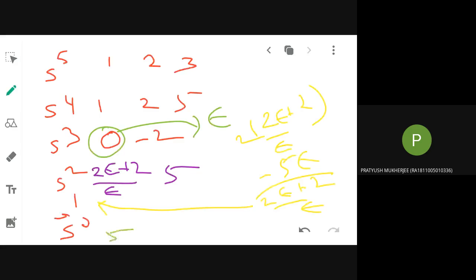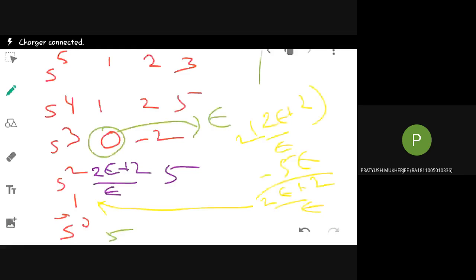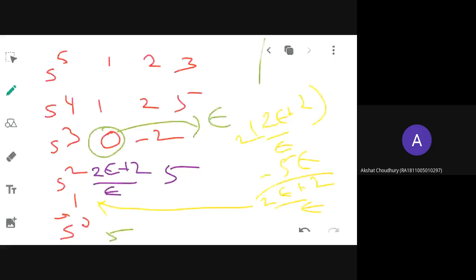Okay. Now what do you need to do next? Somebody from the girls' side will tell me. Girls. Ma'am, that should be 2 epsilon plus 1 by epsilon. Yes. Plus 2. What 2 part? 2 epsilon minus of minus 2. Remember you are doing the same mistake, Akshat. 2 epsilon minus of minus 2 divided by epsilon. Minus of minus 2.